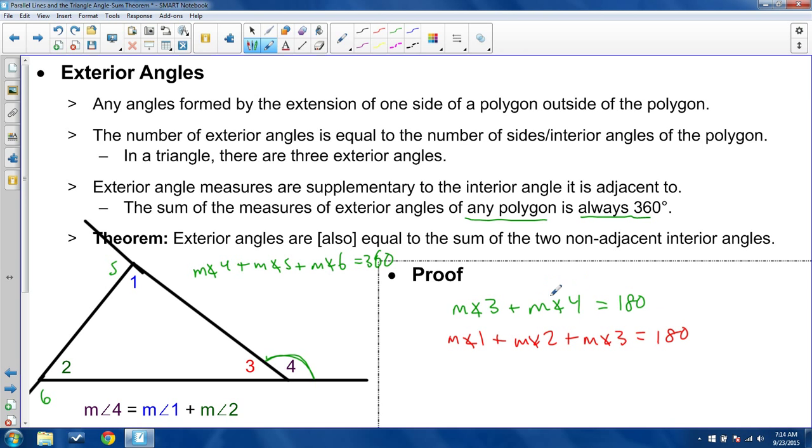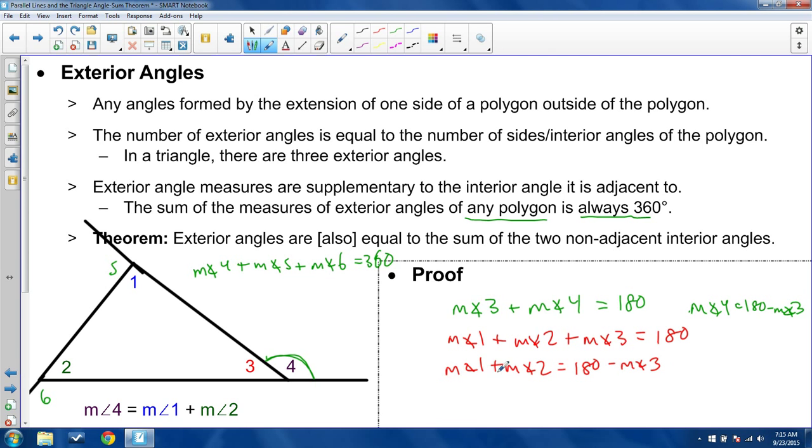You can then start to work around this a little bit. I'm going to use the subtraction property of equality. I'm going to subtract over the measure of angle 3, and I'll get the measure of angle 1 plus the measure of angle 2 equals 180 minus the measure of angle 3 for red. And for green, I'm going to go ahead and subtract measure of angle 3 on both sides. I'll get measure of angle 4 equals 180 minus the measure of angle 3. Sorry for running out of room there.